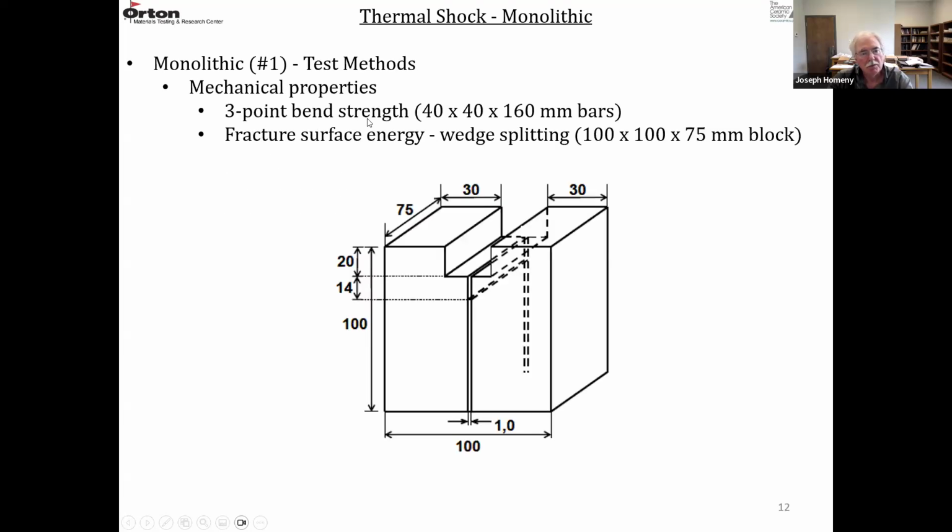So they did a 3-point bend strength on typical 40 by 40 by 160 millimeter bars, and they used wedge splitting to get the fracture surface energy on the typical 100 by 100 by 75 millimeter block. And this diagram just shows the detail on the dimensions. It's 75 millimeters thick, and the cross section is 100 by 100 millimeters.